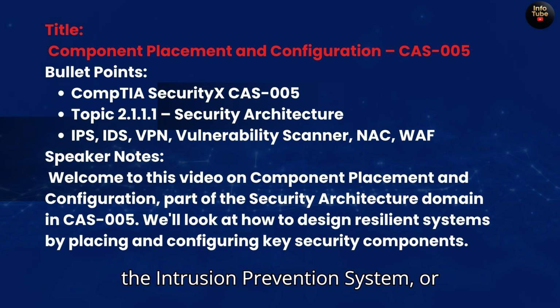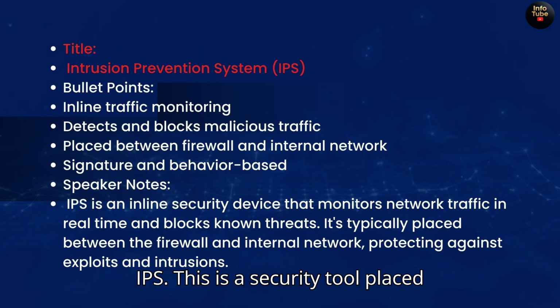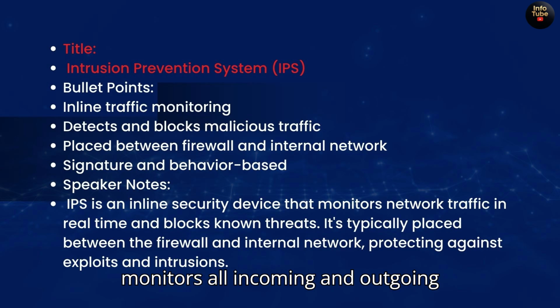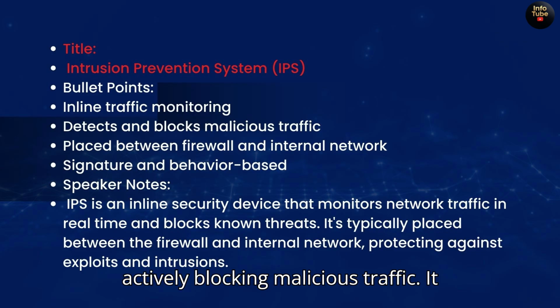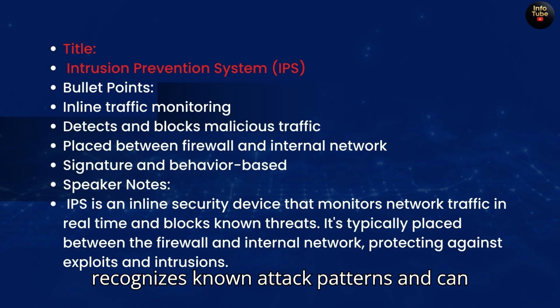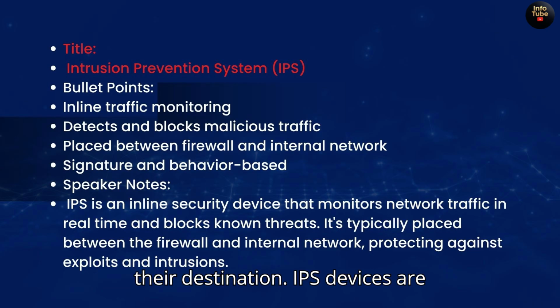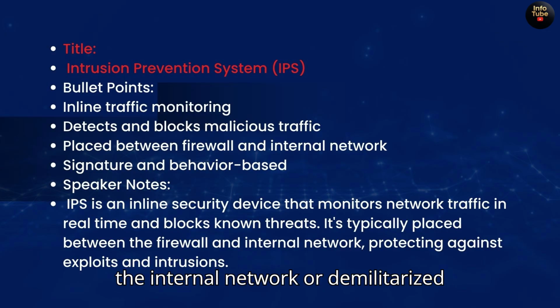Let's begin with the Intrusion Prevention System, or IPS. This is a security tool placed directly in the network traffic path. It monitors all incoming and outgoing packets in real time and is capable of actively blocking malicious traffic. It recognizes known attack patterns and can drop harmful packets before they reach their destination. IPS devices are typically placed between the firewall and the internal network or demilitarized zone.